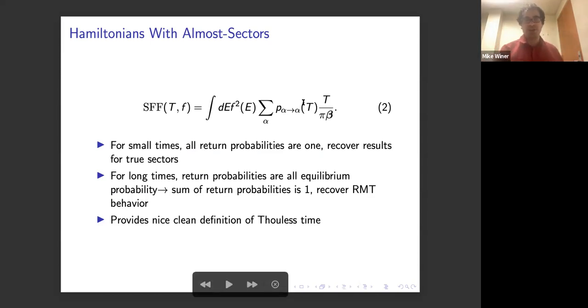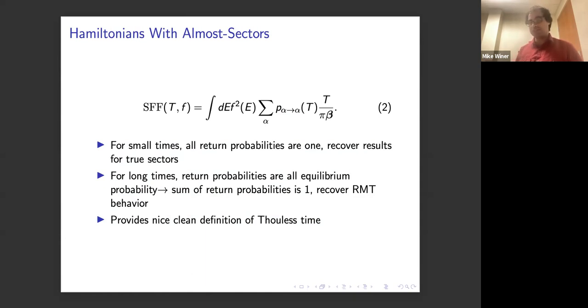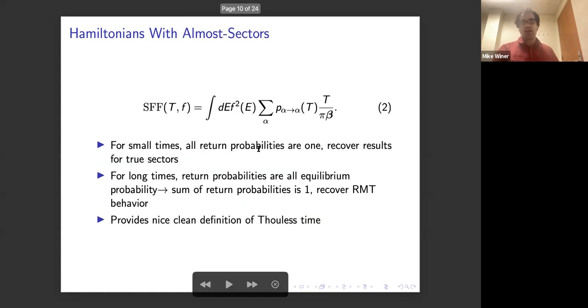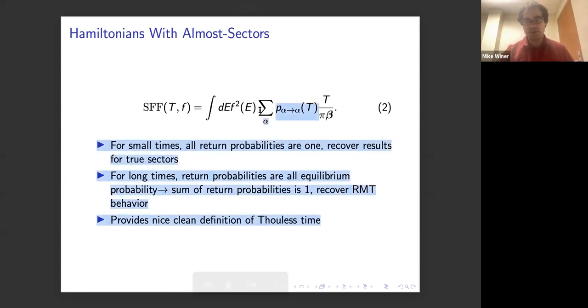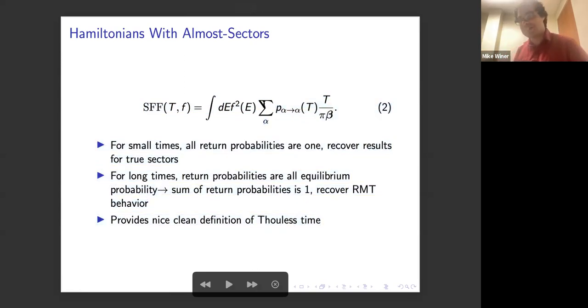Just to give a bit of intuition for this quantity: for small time, the probability you're still in a given sector after time t is just going to be 1. So it's just going to be enhancement by the number of sectors, which is what we had in the previous slide. For long times, the return probability is just the equilibrium probability. So this sum is equal to the sum of the equilibrium probabilities, which is just going to be 1. So the enhancement factor is 1. That means we've reached random matrix theory.